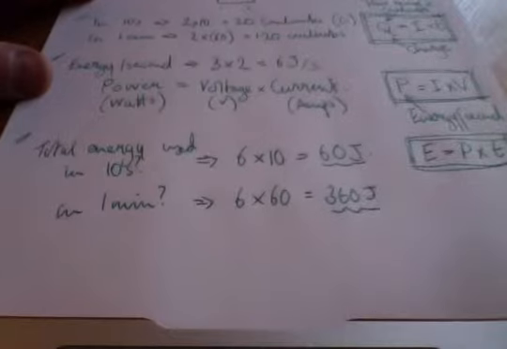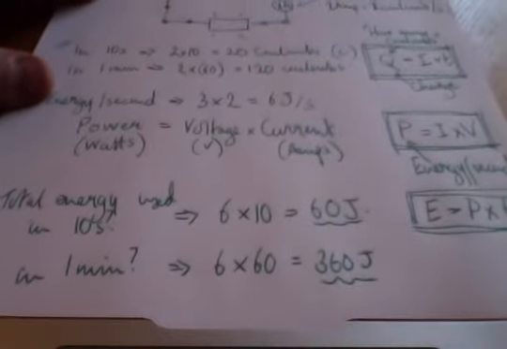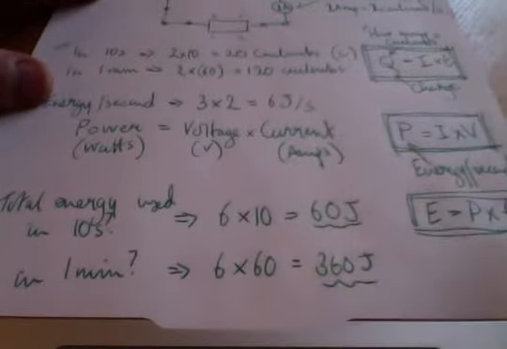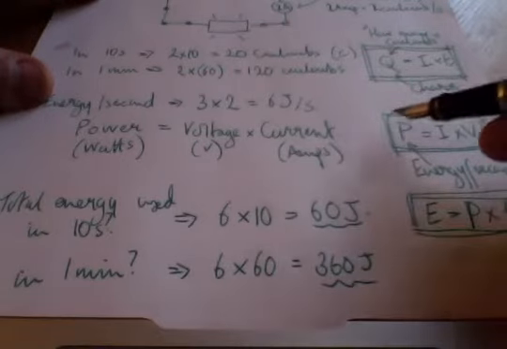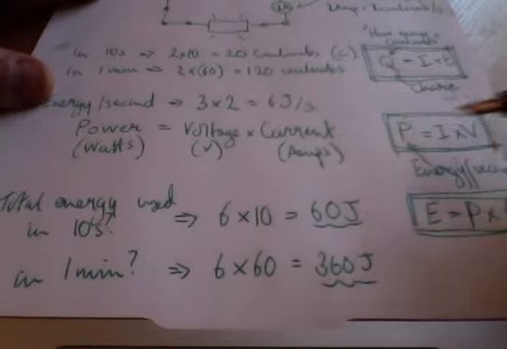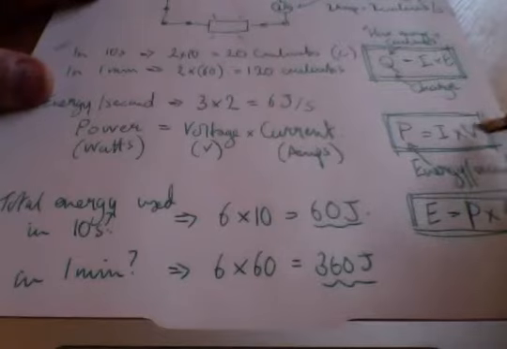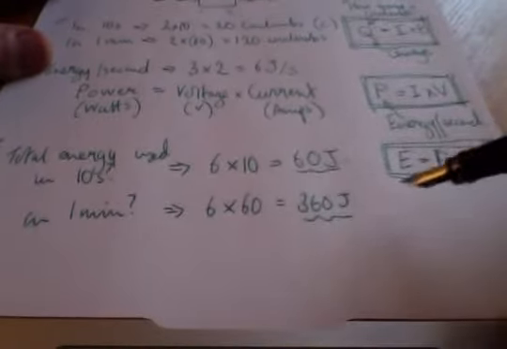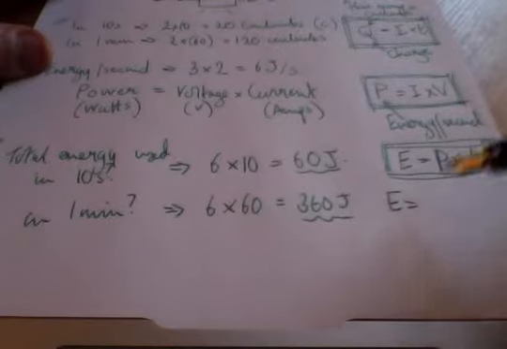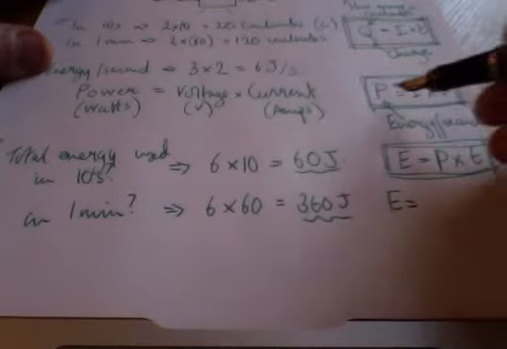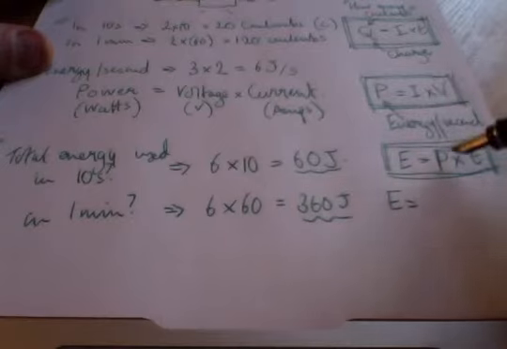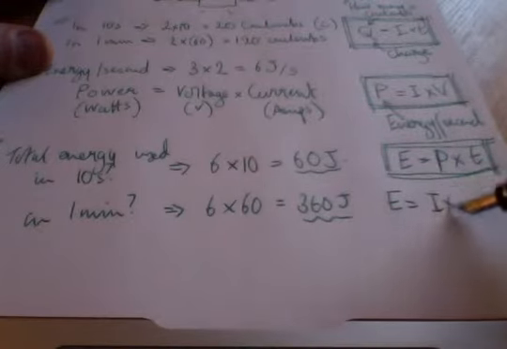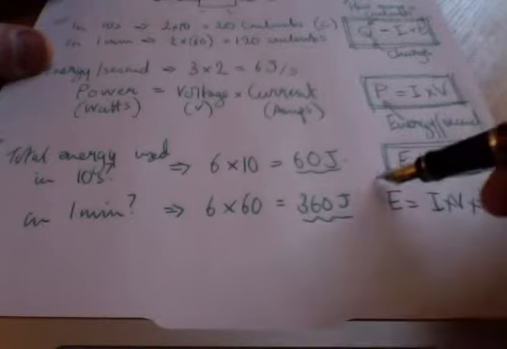Okay, but there's another way to do this, because as you can see here, we've got an expression for power anyway, so we could miss out the step of calculating the power and just jump straight into working out the energy by substituting these values straight into power. So therefore we could say energy is the same as, if we substitute I times V into power, I times V times T.